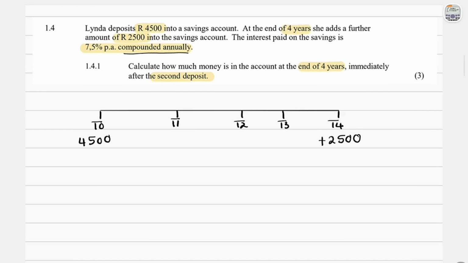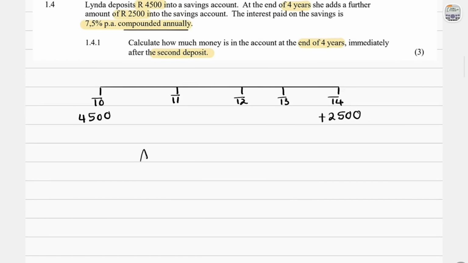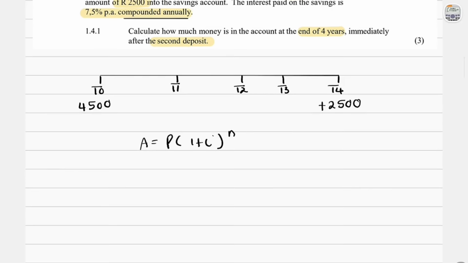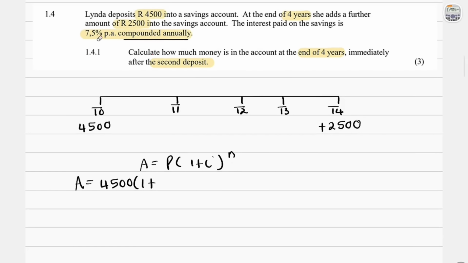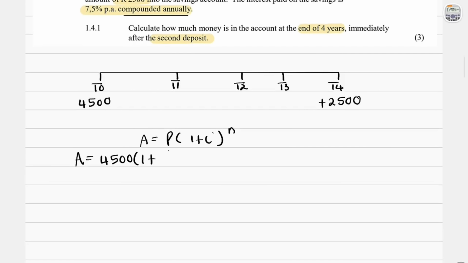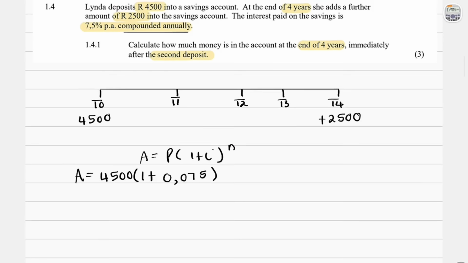We know it's compound interest growth. And so the formula for compound interest growth is A equals P times (1 plus i) raised to the power of n. And so we're finding that final amount. She starts off with depositing 4,500 Rand, okay? And it's 1 plus, the interest rate was 7.5, so that is 7.5 over 100, or as a decimal, 0.075.